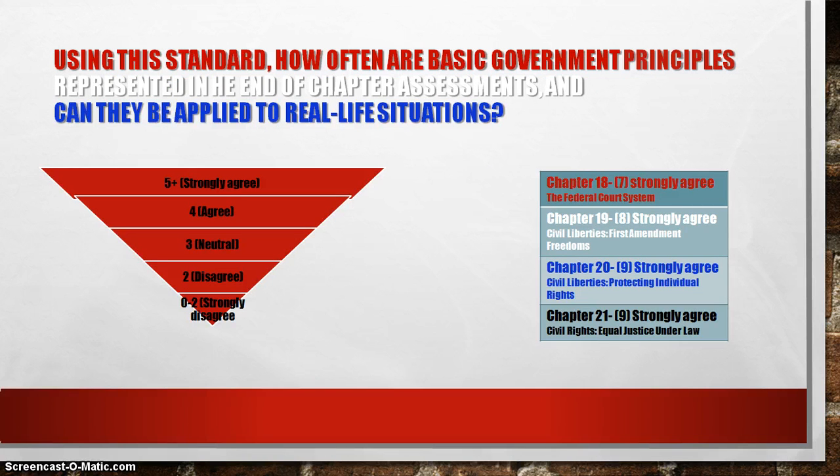How often are basic government principles represented in the end of chapter assessments, and can they be applied to real-life situations? I based this on a scale where if there were 5 or more terms or objectives that represented the basic government principles in the chapter assessments, then I placed it in the strongly agree category. If there were 4 examples, then it was placed in the agree category. 3 neutral, 2 disagree, and 0 to 2 examples strongly disagree. Based on this scale, each chapter in this unit received a strongly agree assessment.